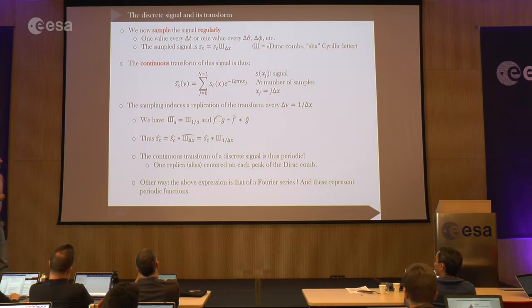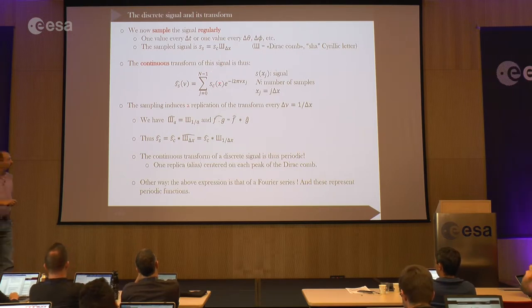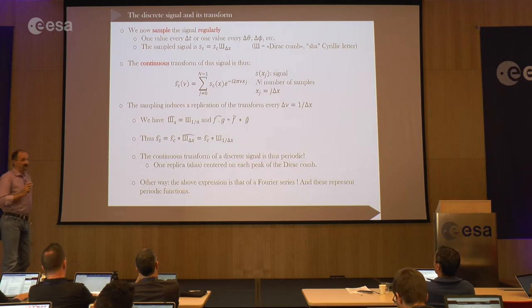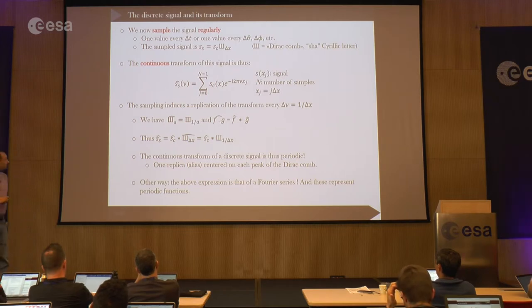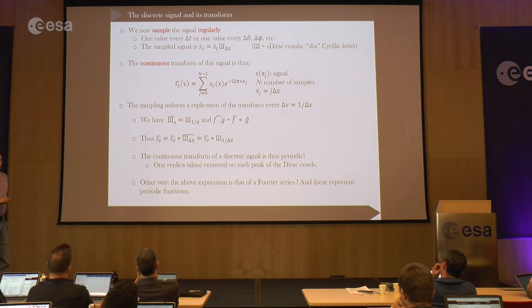So one consequence of sampling is that it produces a replication of the transform every delta nu equals 1 over delta x. Why is that so? You can derive that easily from the convolution theorem. So we have the Fourier transform of that Dirac comb of period A is another Dirac comb of period 1 over A. And the Fourier transform of the product of two functions is the convolution product of the Fourier transform of the functions.